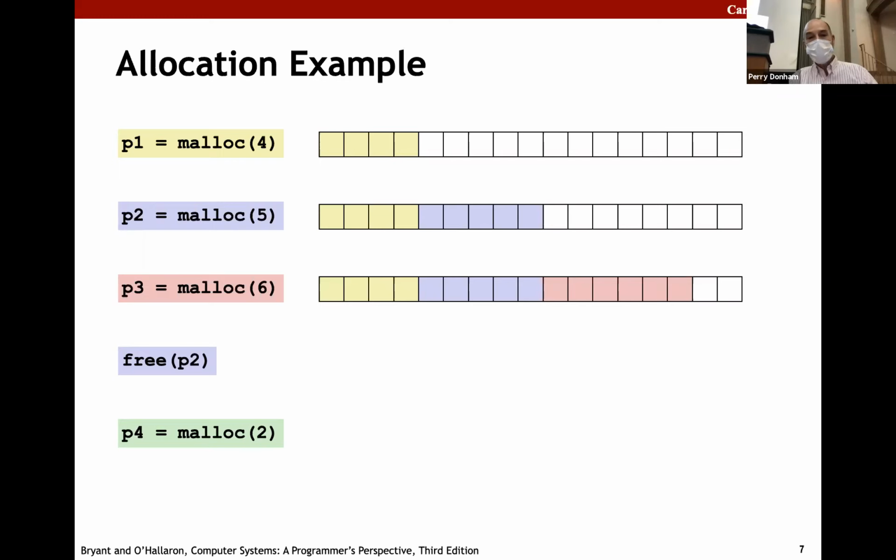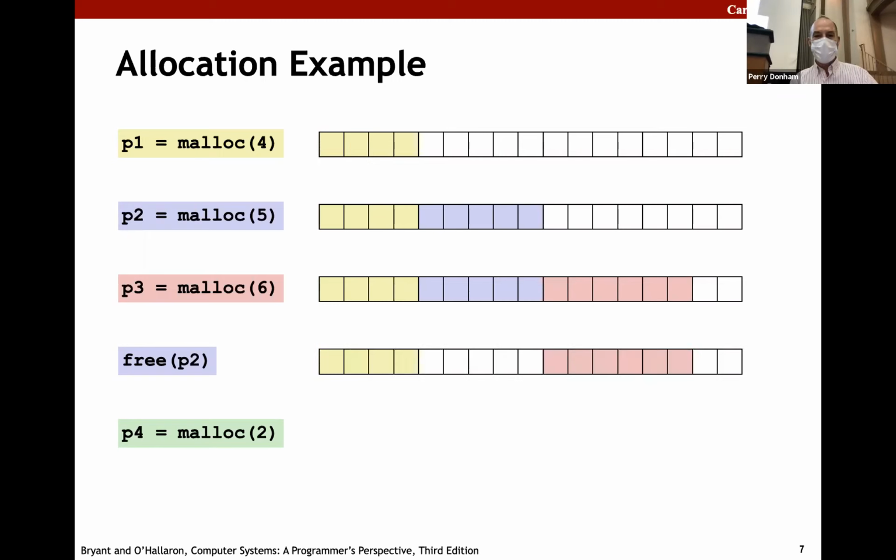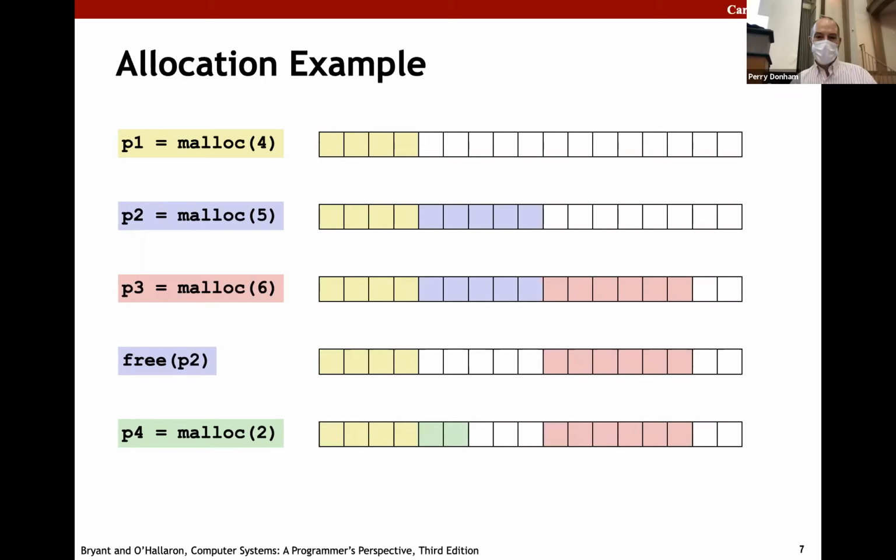Now watch what happens when I free the purple one. So P2 has 5 blocks that were allocated. When I do a free, it looks like that. And then when I allocate 2 from that, there's my 2. See what's happening? I'm starting to get holes in the heap, right? These little holes of free blocks that are surrounded by allocated blocks. That can become a problem really quickly.